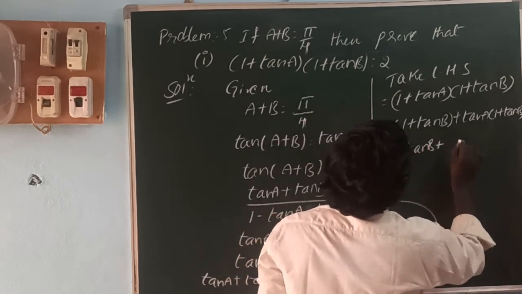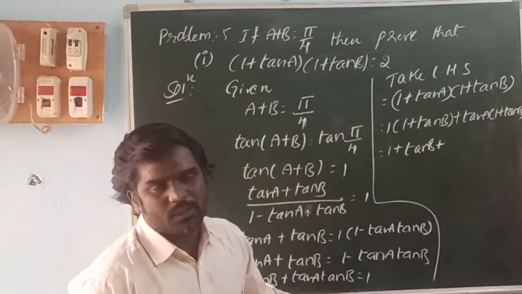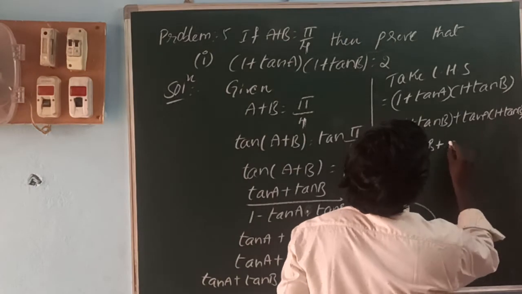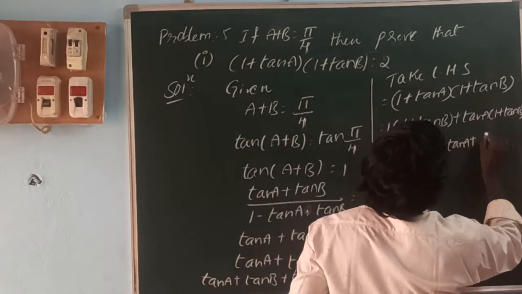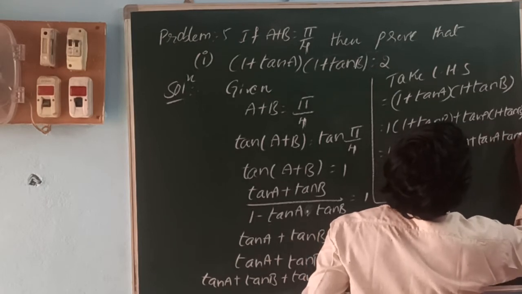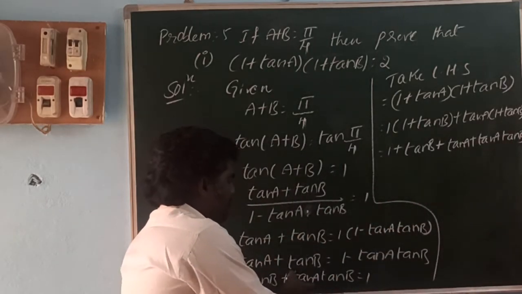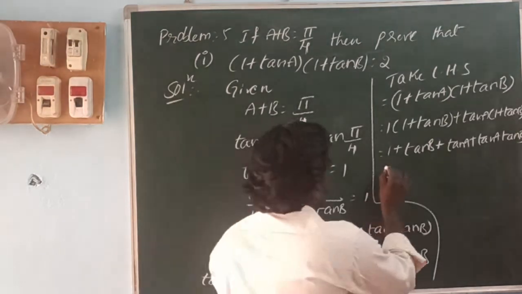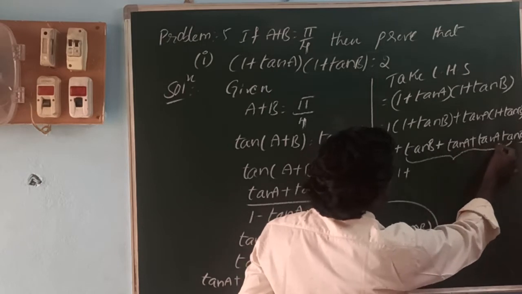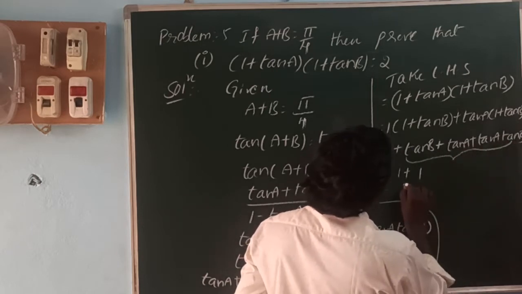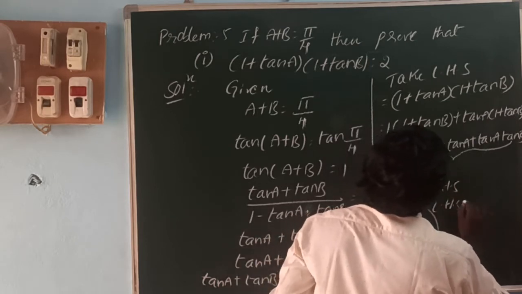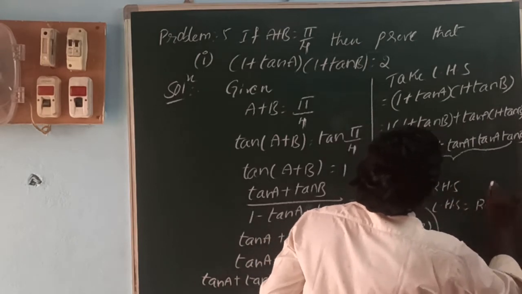By using the distributive property, a of (b plus c) is equal to a into b plus a into c. That is tan a into 1, tan a, plus tan a into tan b. Here we know that tan a plus tan b plus tan a into tan b is how much? 1. So that is 1 plus tan b plus tan a plus tan a into tan b, we can write as 1. 1 plus 1, 2. That is equal to the RHS. So LHS is equal to RHS. Okay? So this is the proof.